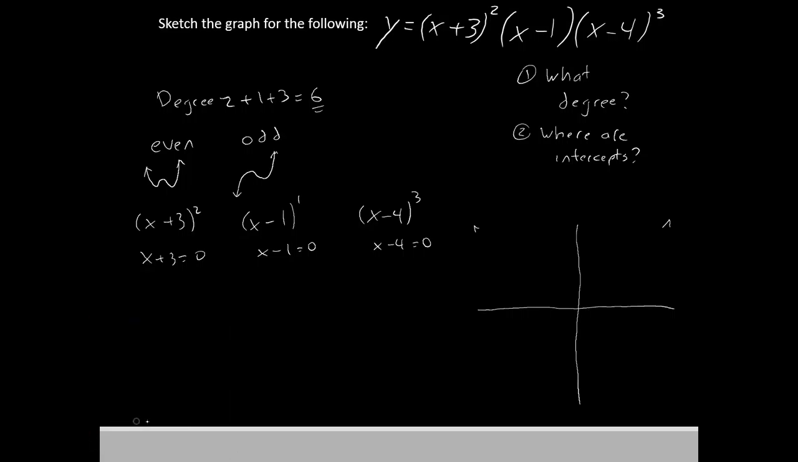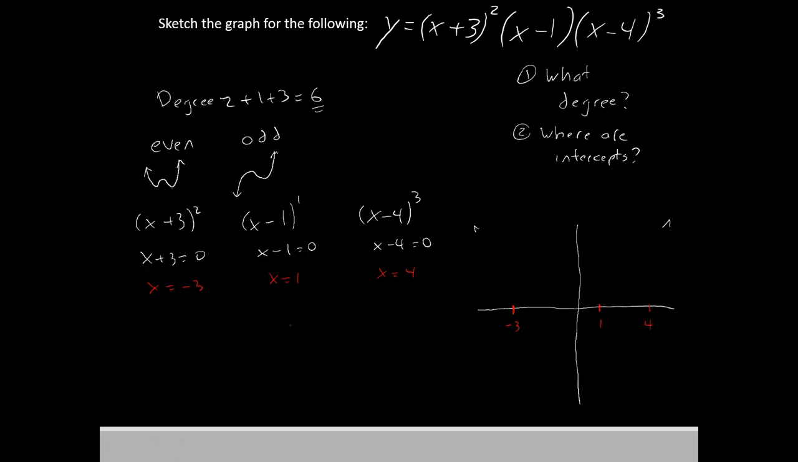So let's solve all the pieces. If we move the positive 3 to the other side, we have x equals negative 3. If we move the 1 to the other side, we'll have x equals 1. And if we move the 4 to the other side, we'll have x equals 4. Let's go ahead and mark those down now. Here's negative 3. Here's our 1. And somewhere over here we'd have 4.